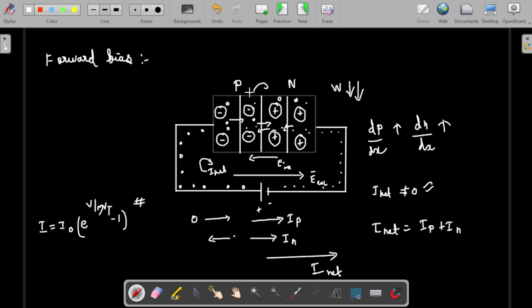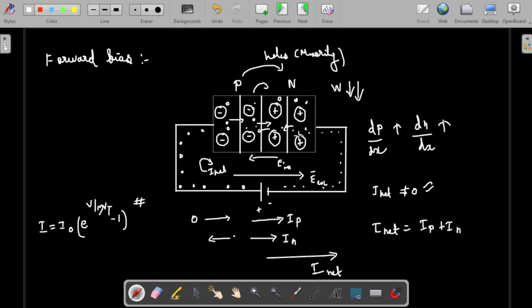Since holes are injected from P to N region, they will be minority charge carriers inside the N region. Hence there will be recombination with electrons. Plenty of free electrons are present here, right? So they will recombine, and the concentration goes on decreasing. The injected holes' concentration will decrease.